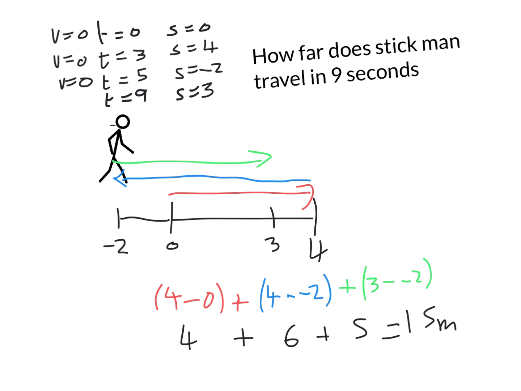And then after 9 seconds, his displacement is 3. We don't know if he stopped there, but we only want to know after the first 9 seconds, so it doesn't matter if he would still go ahead after 9 seconds or turn, because we're stopping the question at 9 seconds. And that distance is between -2 and 3, which is a distance of 5. 15 in total.